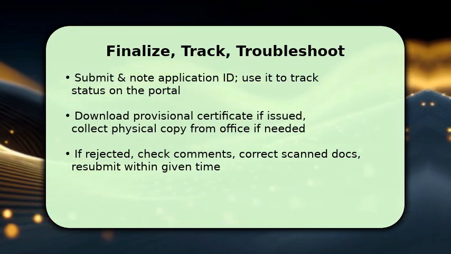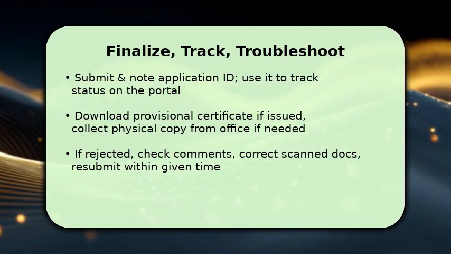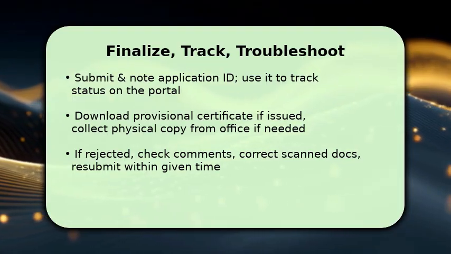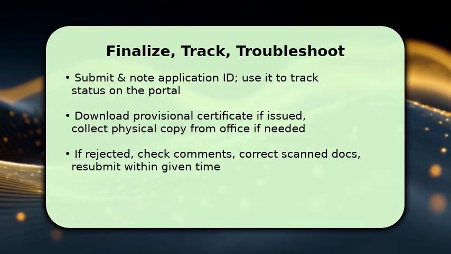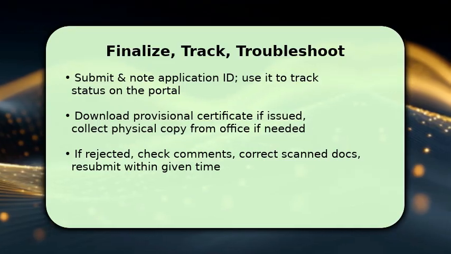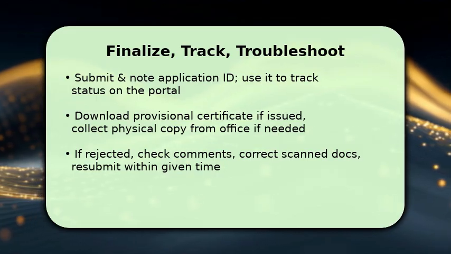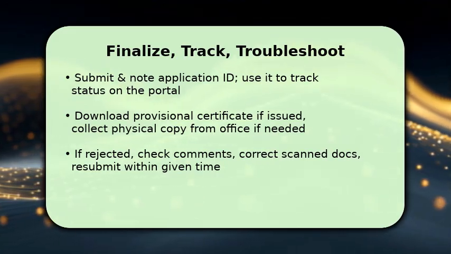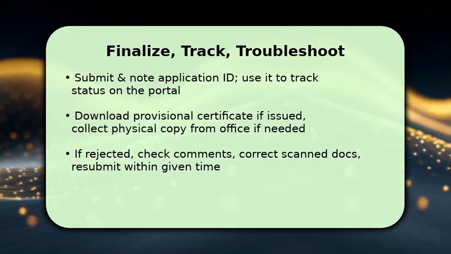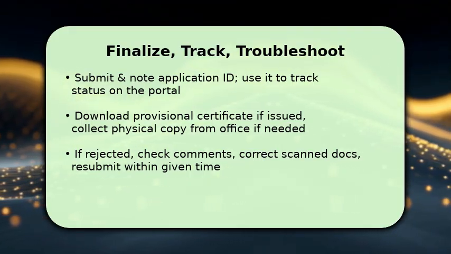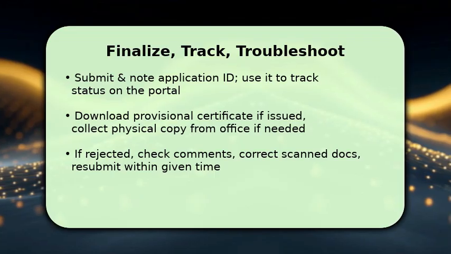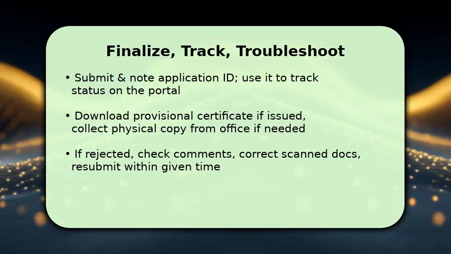Once approved, download the domicile or provisional certificate, and if required, collect the signed physical copy from the Taluka office. If your application is rejected, read the rejection note carefully, typically missing or mismatched documents, and correct only those items, then resubmit. One tip: if uploads fail, clear browser cache or switch to Chrome and retry. This fixes most portal glitches.